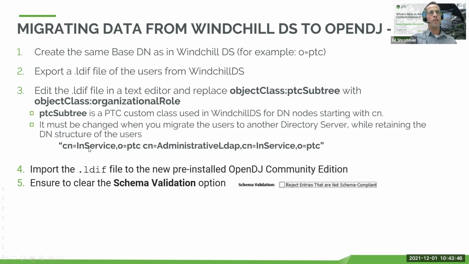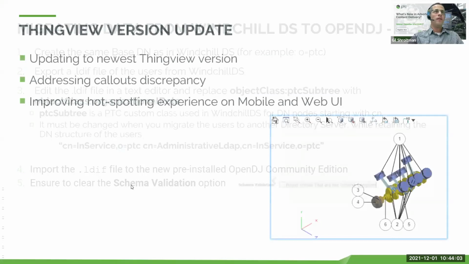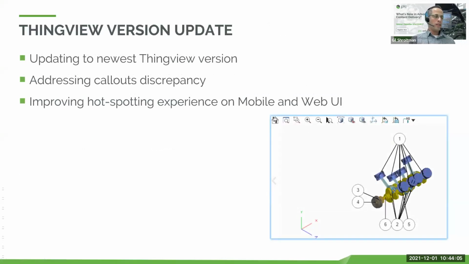You just need to follow the CN specification that's being mentioned here and check to clear the schema validation option while importing. So that's also important to note here. So that concludes the Windchill DS replacement process.